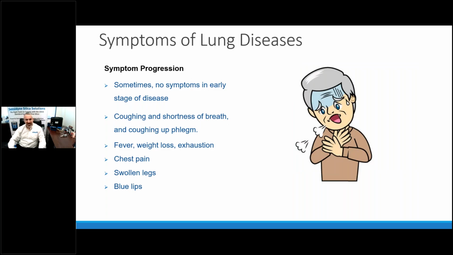So what are some signs and symptoms to really look out for? Early on, there might be no symptoms at all. As it progresses, coughing and shortness of breath, I would say considerable coughing of phlegm, of sputum, fever, weight loss and exhaustion, chest pains, swollen legs, and then of course, as it advances and you're not able to get enough oxygen in, you might see symptoms such as blue lips.